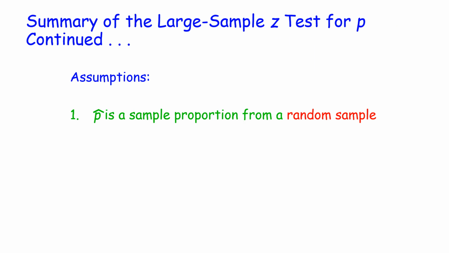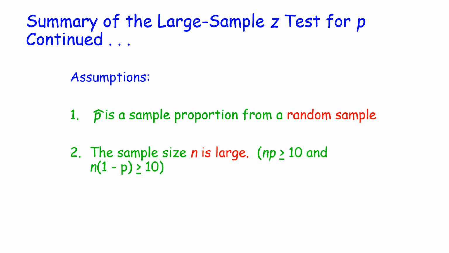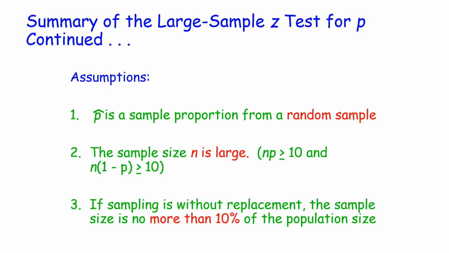So, assumptions. We can assume that p hat is a sample proportion from a random sample. The sample size n is large, meaning n times p is greater than or equal to 10, and n times 1 minus p is greater than or equal to 10. And three, if sampling is without replacement, the sample size is no more than 10% of the population size.